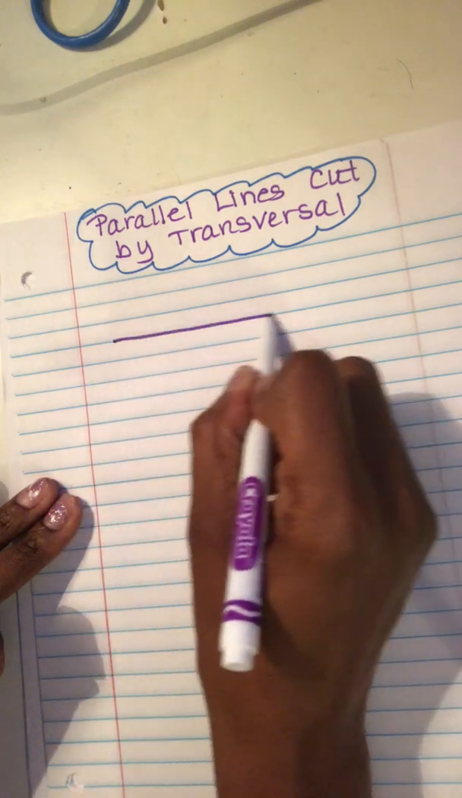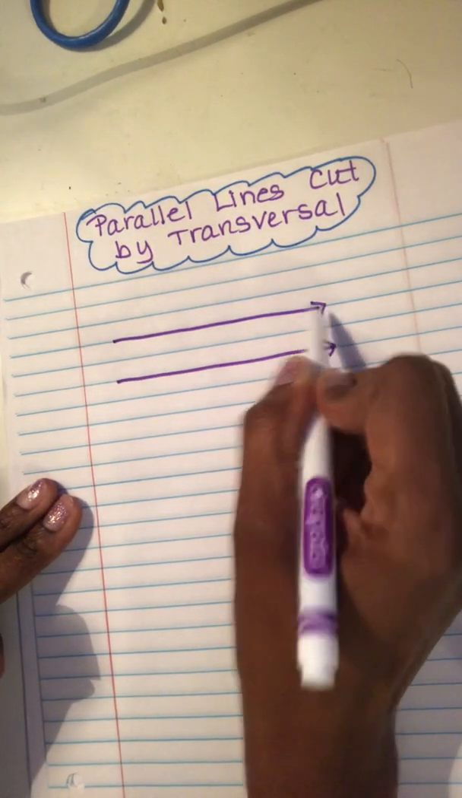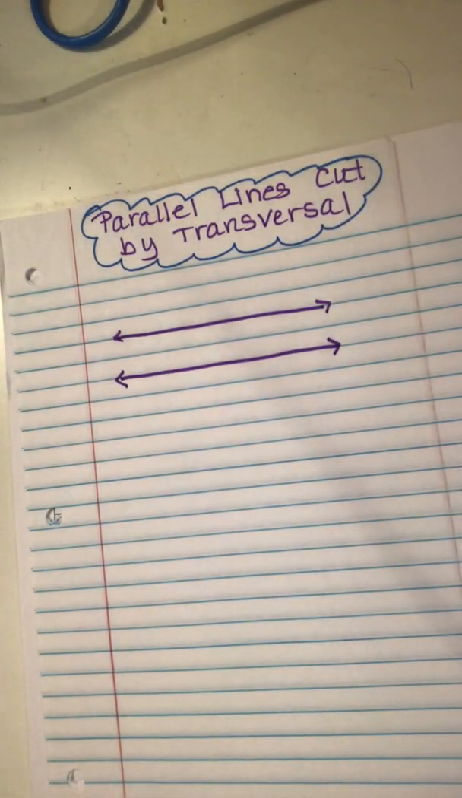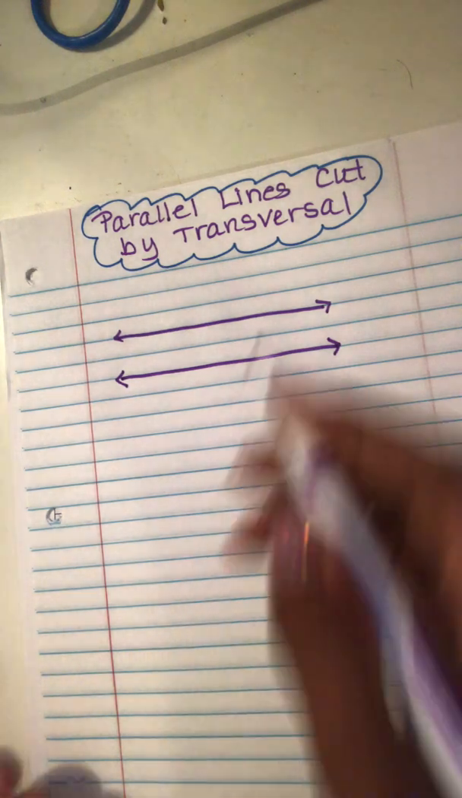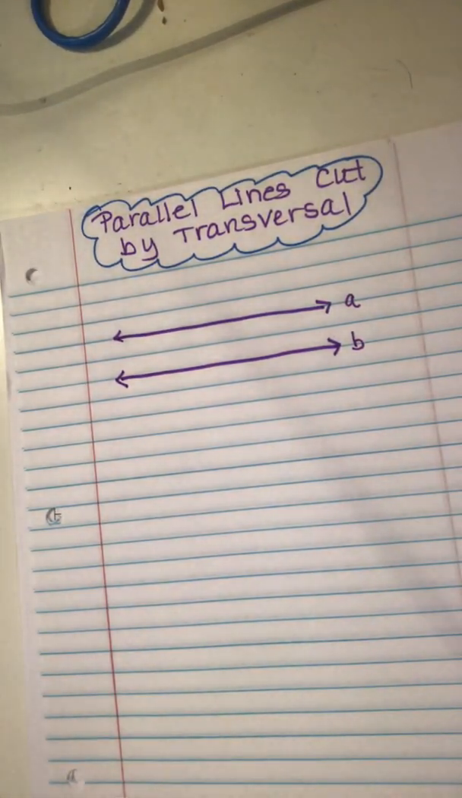Okay, so like I said, the lesson today is parallel lines cut by transversals. The first thing I'm going to do is draw two parallel lines. I'm using lined paper because it makes it easier for me to keep my line straight. Parallel lines are lines that never touch or cross each other, and they are side by side. We're going to call this first one line A, and this one is line B. So we agree that both lines A and B are parallel.